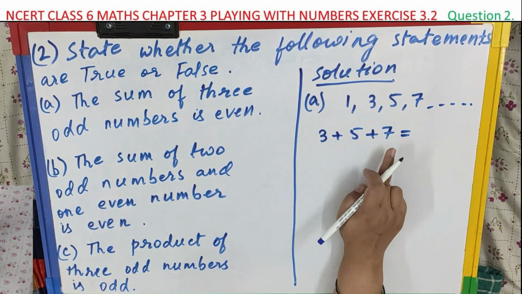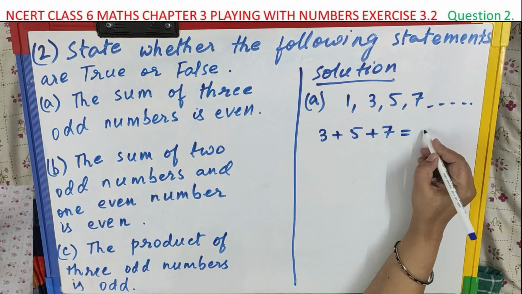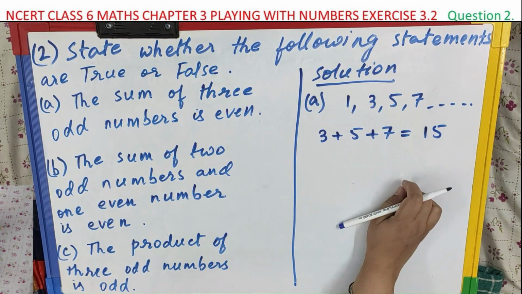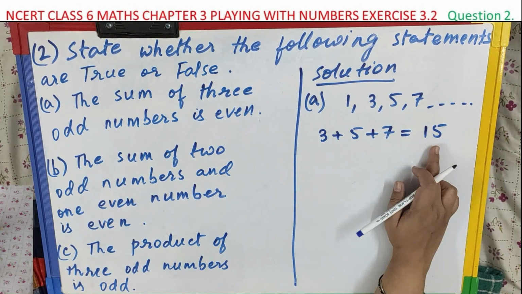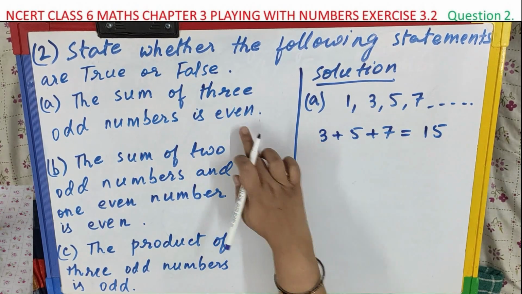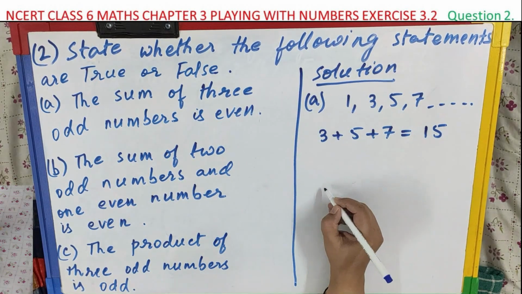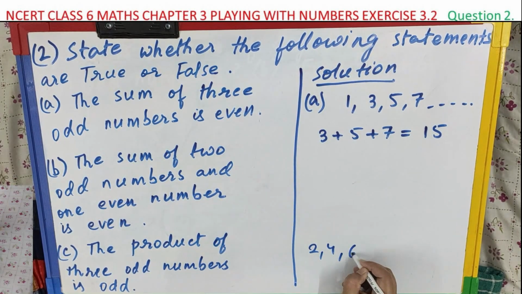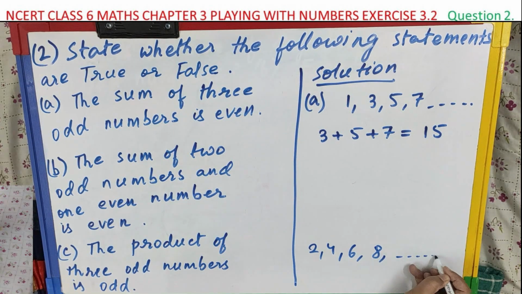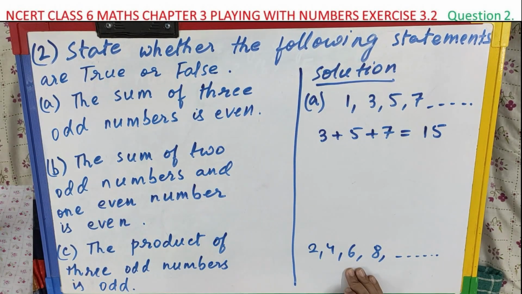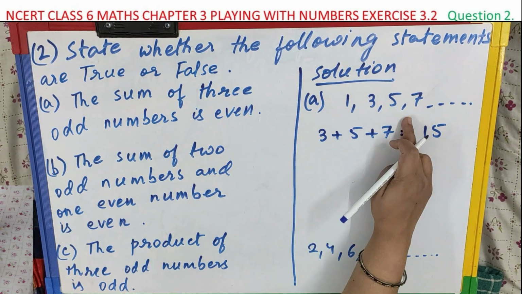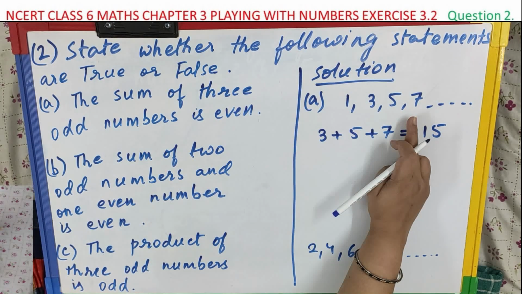3 plus 5 is 8, 8 plus 7 is 15. So it is an odd number. It means the sum of three odd numbers is an odd number, not an even number. What are even numbers? Even numbers are 2, 4, 6, 8 and so on. This list is endless. The numbers which are divisible by 2 are known as even numbers, and the numbers which are not divisible by 2 are odd numbers.